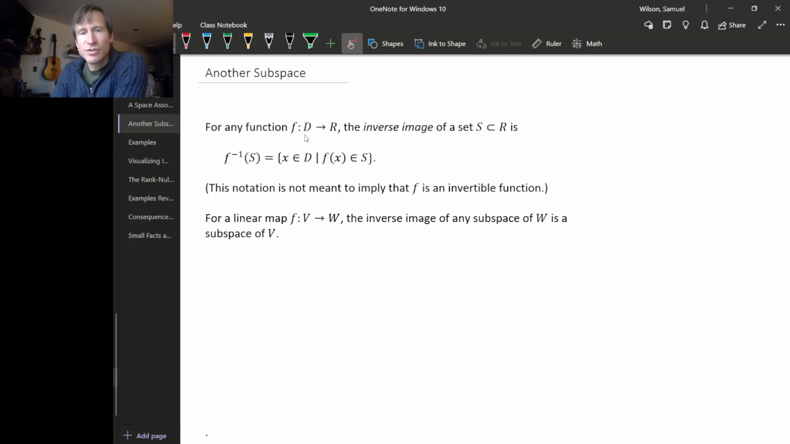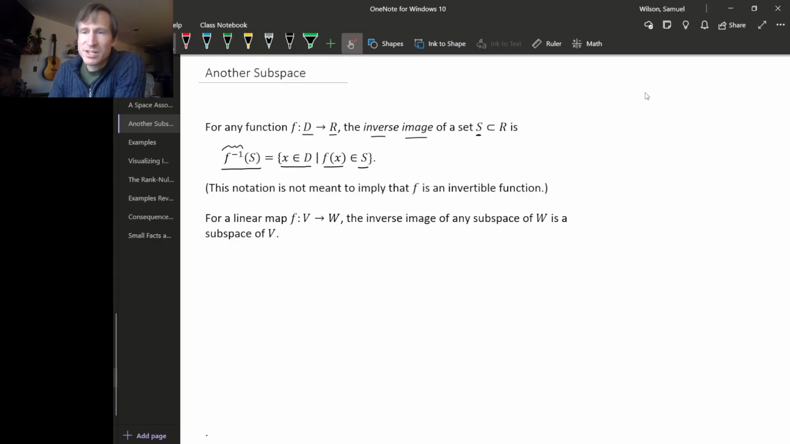So for a function from a domain to codomain R, if you have a subset of the codomain S, then the inverse image of S is just everything in the domain that the function sends to that subset. And we'll write it this way, f inverse of the set S. By the way, this notation does not imply that f is a one-to-one function. Sorry, it doesn't imply that f is an invertible function. In general, it won't be. So you can define inverse image whether the function is invertible or not.